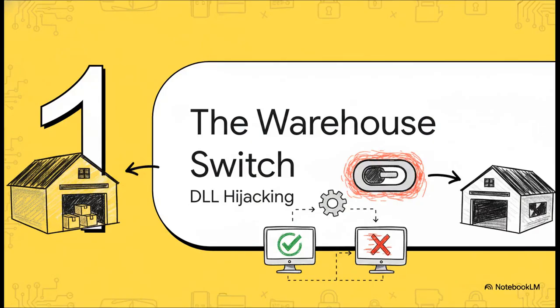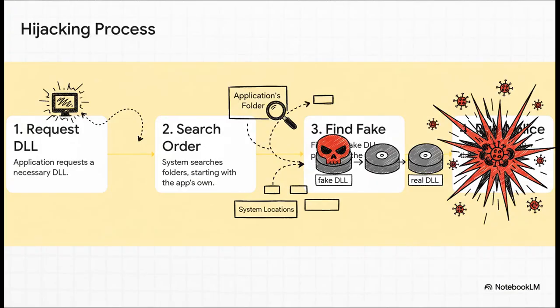Well, the most common method works kinda like a warehouse switch. The whole goal is to trick an application into picking up a malicious part from the wrong place. Here's the sneaky part. When a program needs a DLL, the operating system looks for it in a very specific order of locations, and it always starts with the application's own folder. Attackers totally exploit this. They just drop a malicious DLL with the exact same name as a legitimate one right into that first location. The system finds the fake one first, loads it up, and never even bothers looking for the real one. Game over.